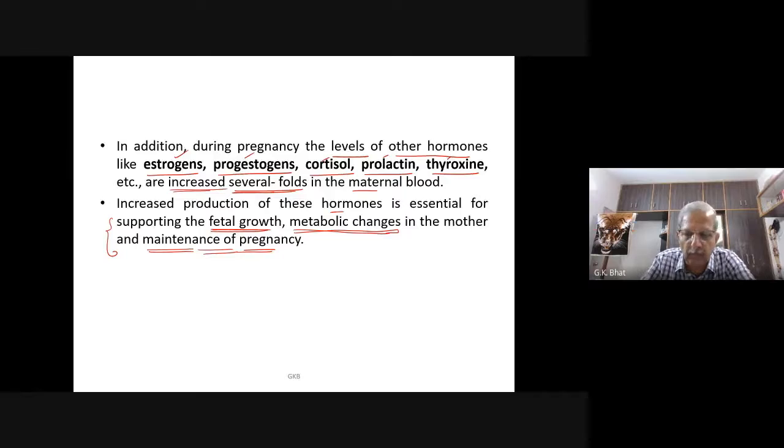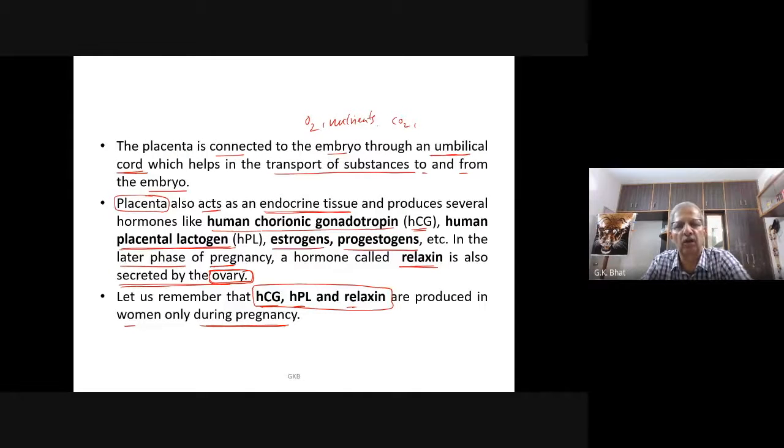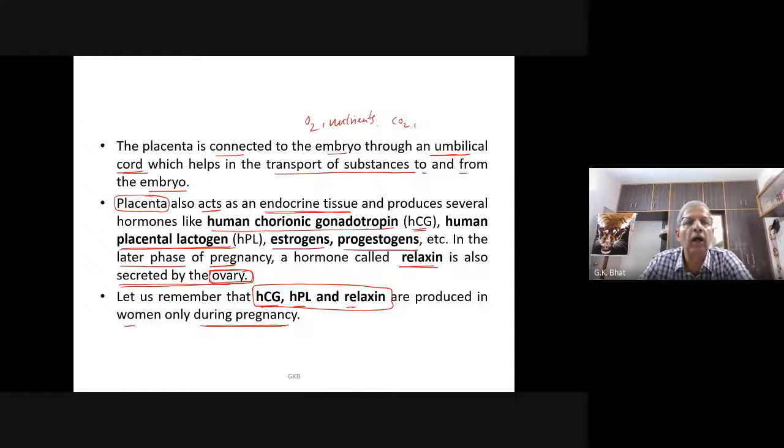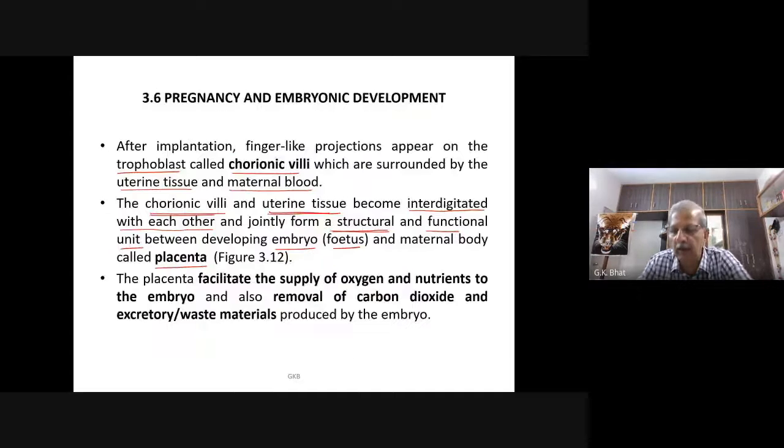So you have seen many hormones get produced. Look here, the placenta is responsible for the production of HCG, HPL, and relaxin. Along with that, at the later phase of pregnancy, we also see many more hormones other than those produced by the placenta. So this is with regard to pregnancy and what changes take place in the mother during embryonic development.